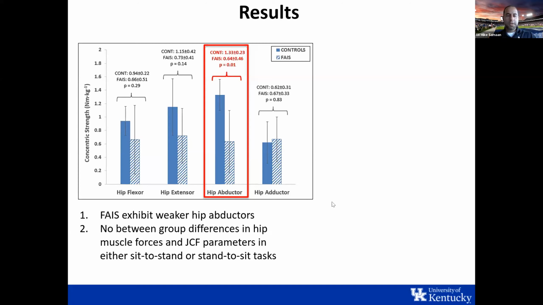But interestingly, we didn't find any between group differences in our hip muscle force production or joint contact force parameters, everything, angular orientation, peak forces, peak contact forces, or distribution in either the sit to stand task or stand to sit tasks as an effective pathology.